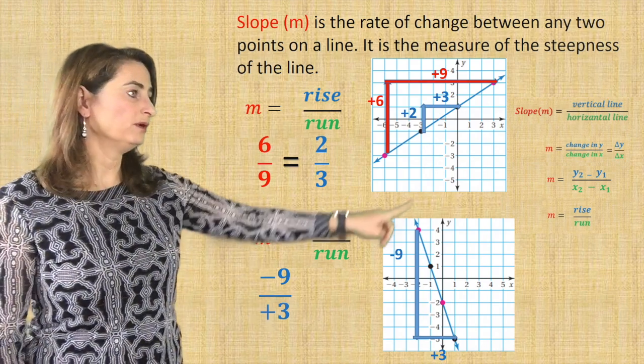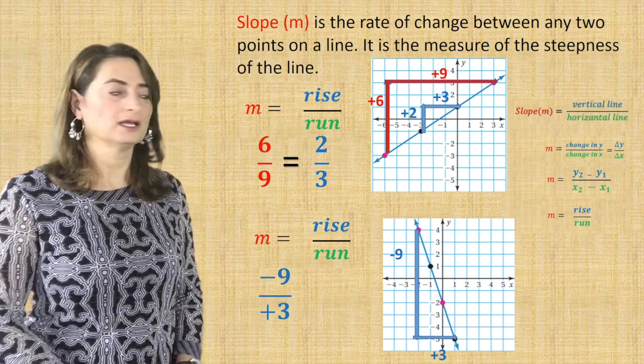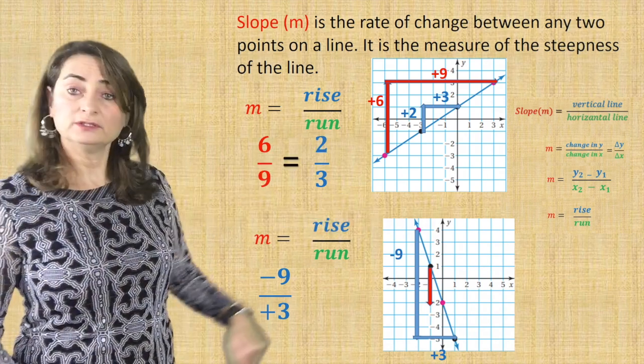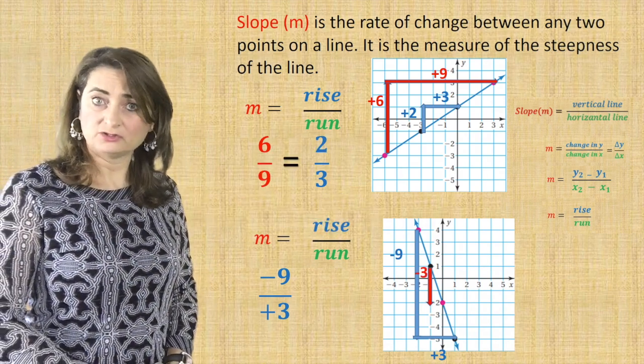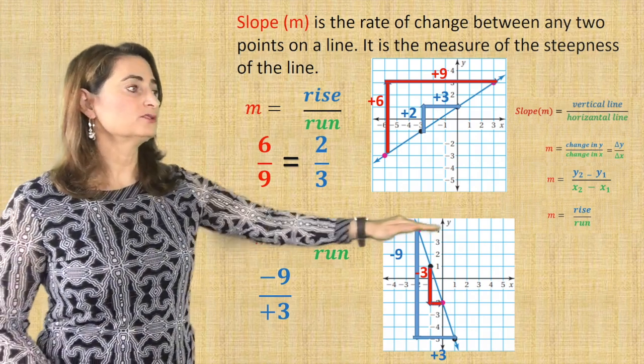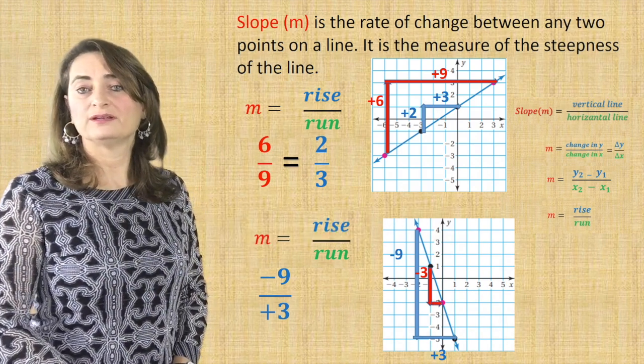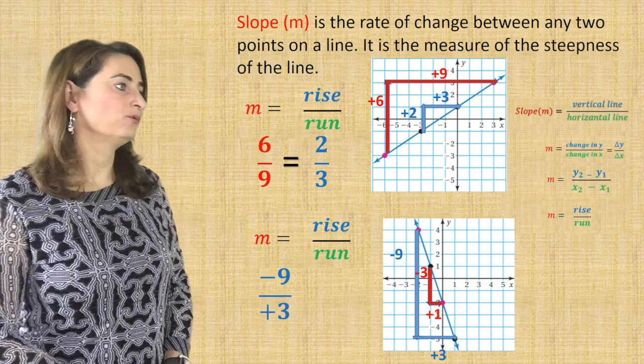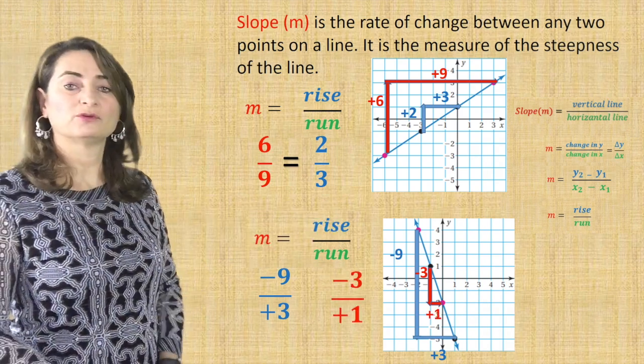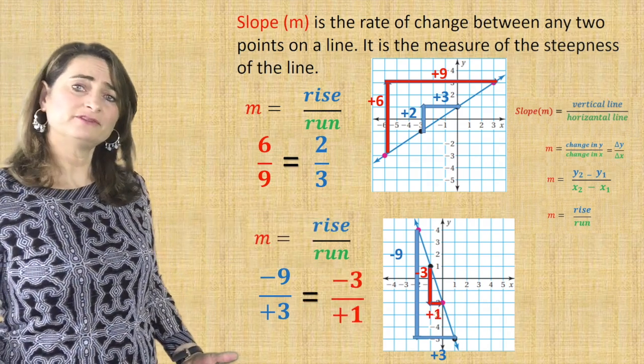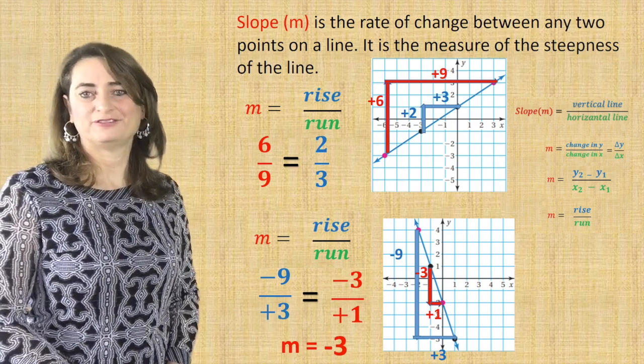Now let's choose one black dot with the pink dot. You're going down, so the y is decreasing by 3, and then you're going to the right to get to the other point, which means the x is increasing by 1. So the slope is negative 3 over 1. If I simplify that, the slope is negative 3.